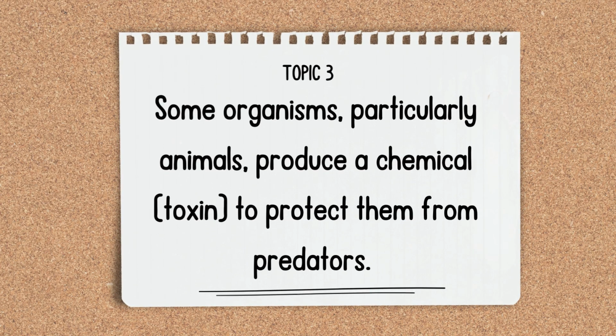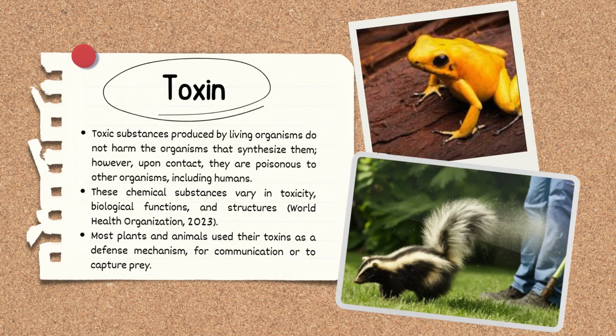The next topic of our discussion is how animals produce chemicals known as toxins to protect themselves from predators. These toxins do not harm the organism that synthesizes them but are often highly poisonous to other species, including humans. Toxins vary in their toxicity, biological roles, and chemical structure. Their primary functions include defense, communication, and prey capture, and in this discussion we will be focusing on defense. Let's go through examples of organisms.